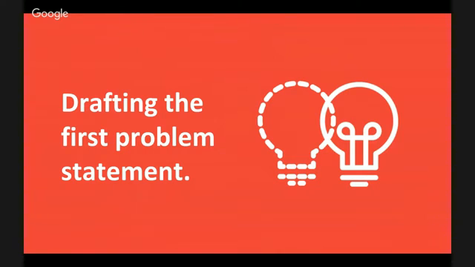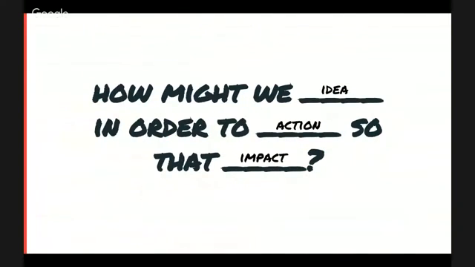So take just a moment and draft a problem statement from the previous slides when I asked you to think about a problem that you're having either internally or externally. And we'll give you a formula for that. So it starts with how might we, and then the idea or concept of what you might want to try to do about it, in order to, and an action so that you can create some sort of impact. Again, this can be internal or external.